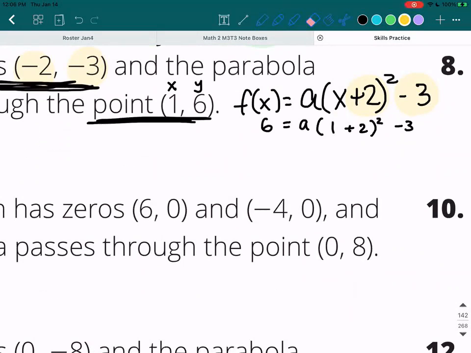So all I did here was I plugged in the point. So instead of f of x, I put 6 because that is your y value. And then we have a, which we are going to look for. And then we have parentheses (1 plus 2) squared. So the 1 is because our x is 1. And then we have a -3 at the end. So let's solve for a. To solve for a, I want us to add 3. We're going to get 6 plus 3 is 9, is equal to a, parentheses 1 plus 2 is 3, squared.